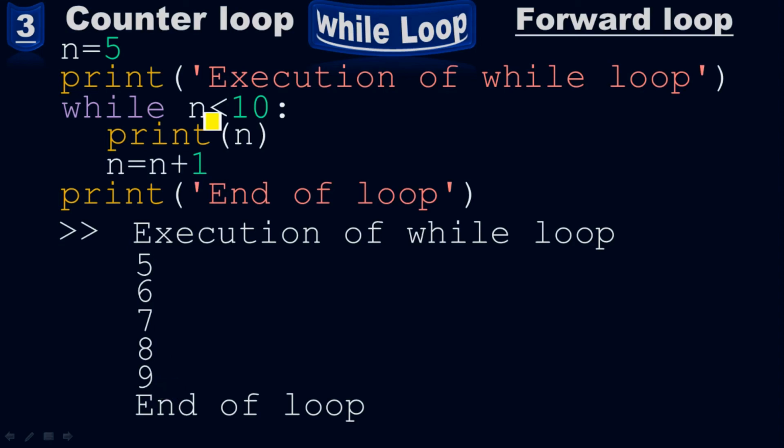And that's all. Because the condition says that n is less than 10. If you put n is less than or equal to 10, then we'll include 10. But since we don't have an equal sign here, n must be less than 10. So you have to stop the process at 9. And then the last message, "end of loop", because of this print function.